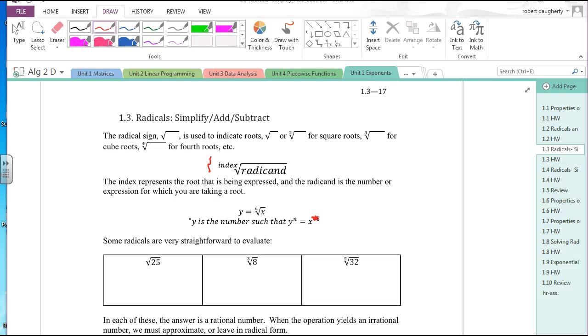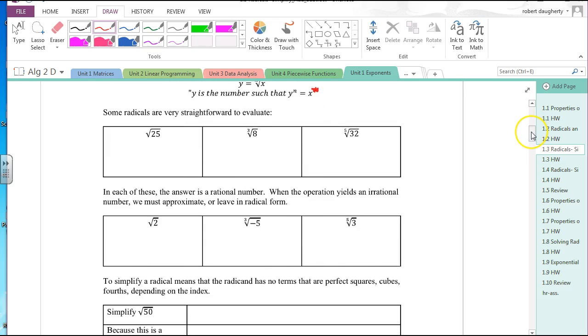So if you think about it, the cube root of 8, I'm looking for a number that I can cube and get 8. What is that number? 2 is the number I can cube and get an 8, okay? So some of these are pretty straightforward to evaluate. Square root of 25 is 5, okay? You know that. Cube root of 8 is 2. Fifth root of 32 is 2, because 2 to the fifth is 32.